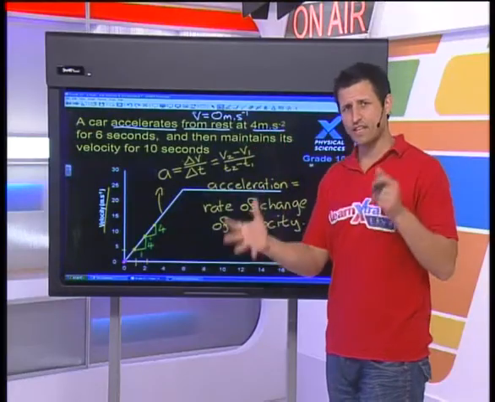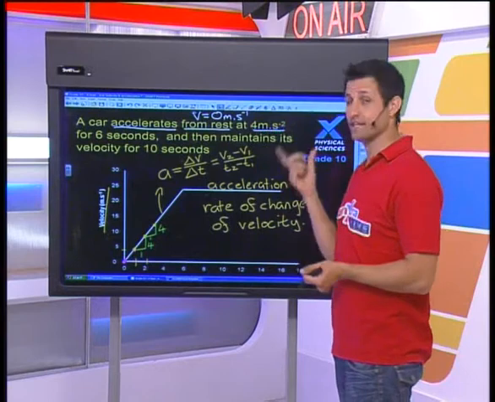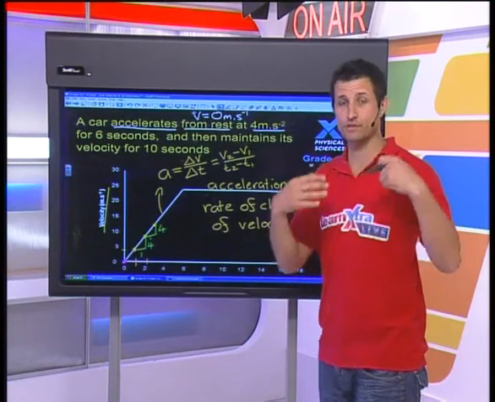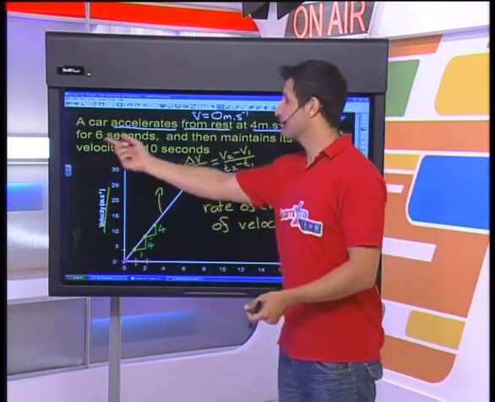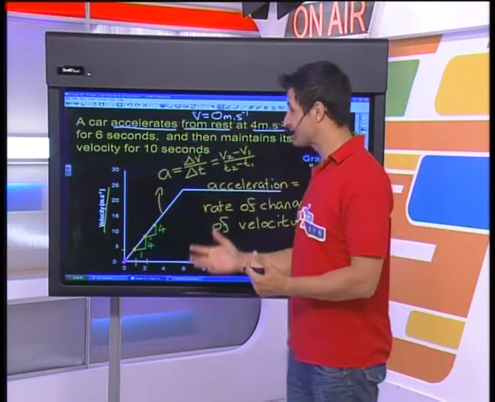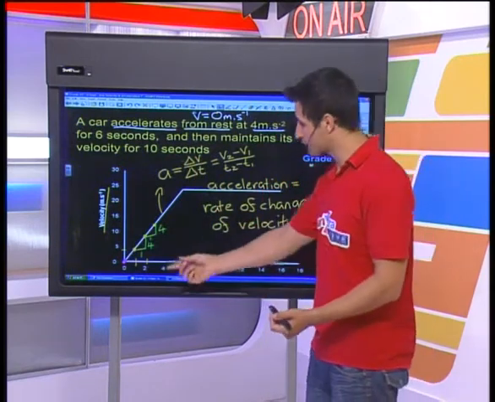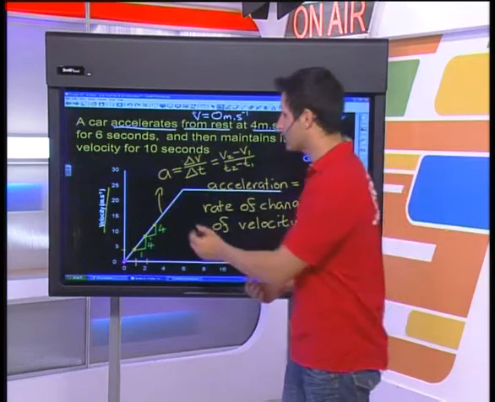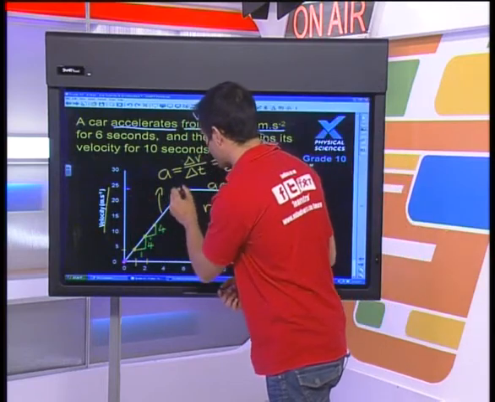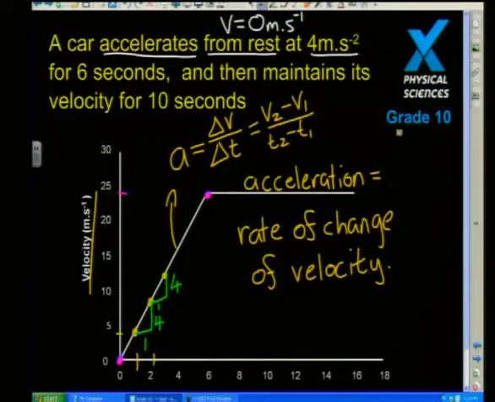Each second that goes by, I increase my velocity by 4 meters per second for 6 seconds. So that means at the end of all of this, I've got to have 24. So I've got 24 meters per second of velocity.